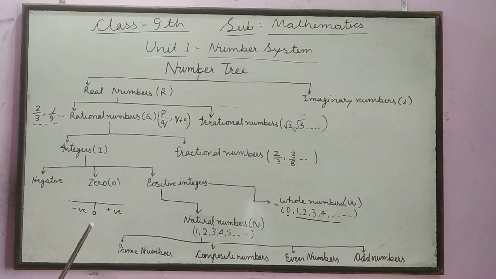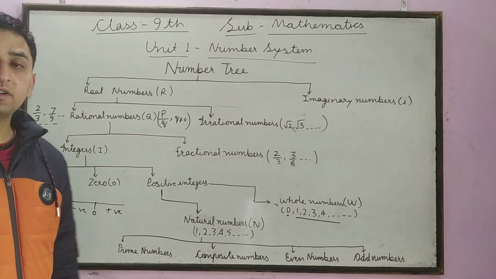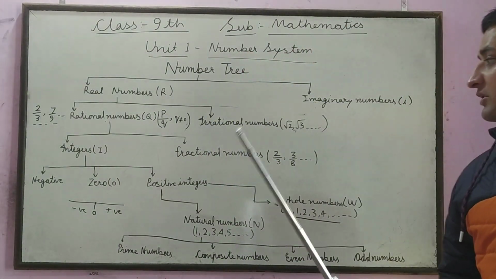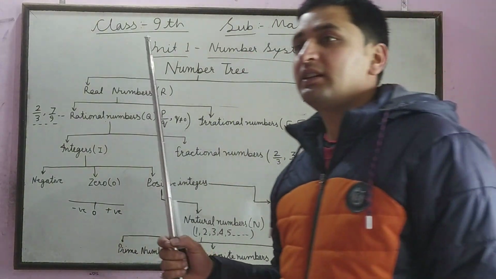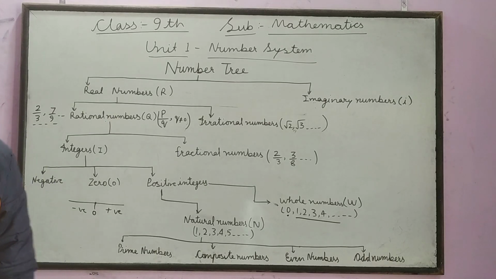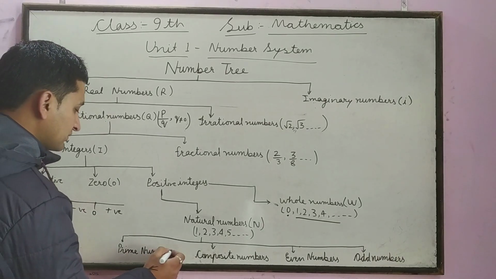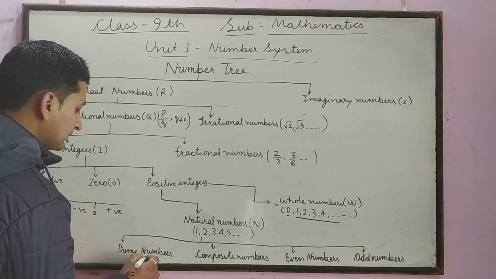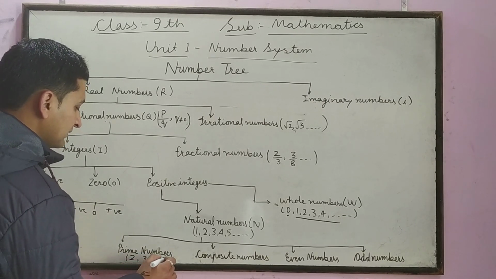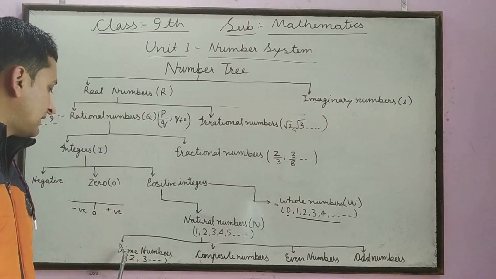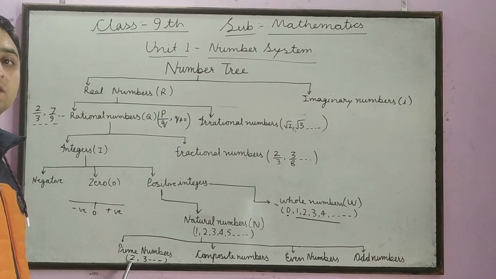Okay, I am telling you this time. So the first one is prime numbers. What is a prime number? A number which has only two factors is known as a prime number. Examples of prime numbers are 2 and 3, etc. If we factorize 2, we will find that the factors of 2 are 2 and 1. So 2 is the smallest prime number.